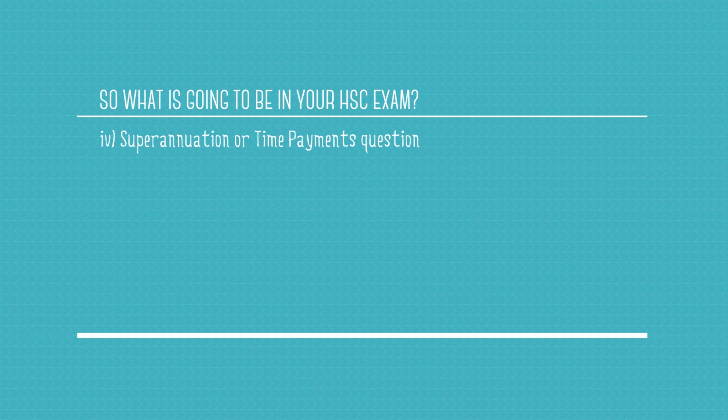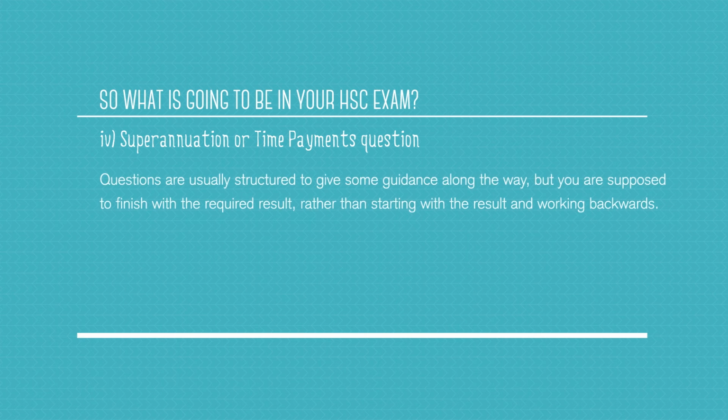You're going to get a superannuation or a time payments question. Right? You're going to have one in there. You might be lucky and you might have two of them. They might combine them together as they have done in previous years. These questions are normally structured to give you, the candidate, some guidance along the way. This is what you're aiming for. It's very rare just to be told to work out the answer. But because it's going to be a show that, don't work backwards. You don't start with what you're supposed to show and then work back to where the beginning was. You're supposed to start at the beginning and work forwards up to that point.